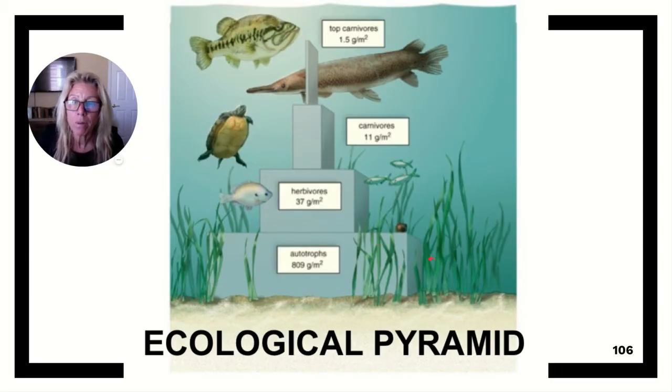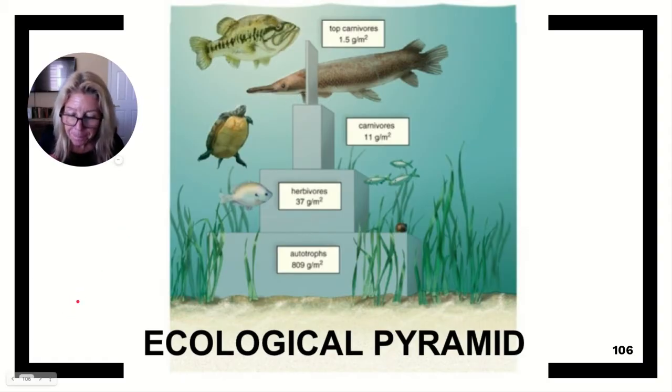This bottom block represents autotrophs. Look right here, 809. If we're looking at, let's say, energy, grams per meter squared, or surface area, right? Grams per meter squared. The next block, only about 10% gets passed on. This says 37 grams. This is 809. If your block was just half as big, it would be 400. What's this number? 37, right? So maybe this is not a good drawing because it should be so much smaller. And then this one, 11, and this one, the top carnivore, 1.5.